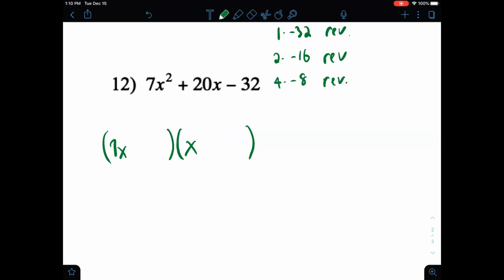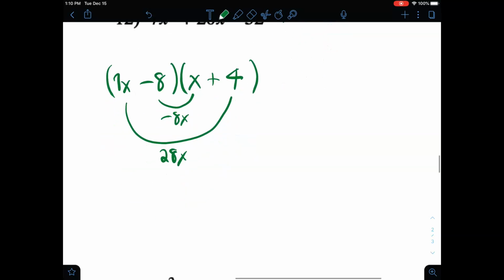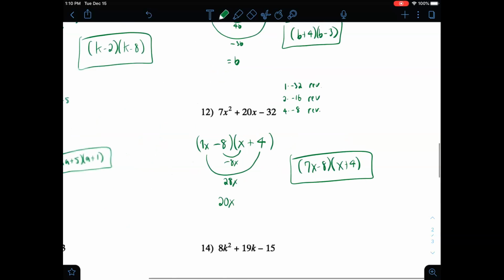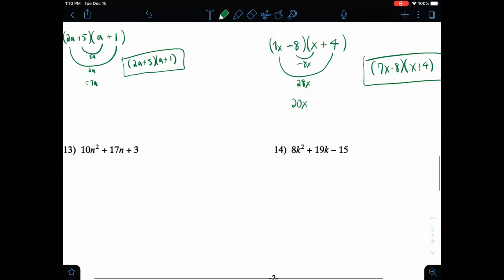Let's try doing, let's see here. Negative 8 right here and positive 4 right here. That's going to be negative 8x, and this is going to be 28x. And that's going to work. That's going to be great. That's going to be 20x. So this is the combination we wanted. We have 7x minus 8 times x plus 4. And that is the combination that's going to give us 20x in the middle.